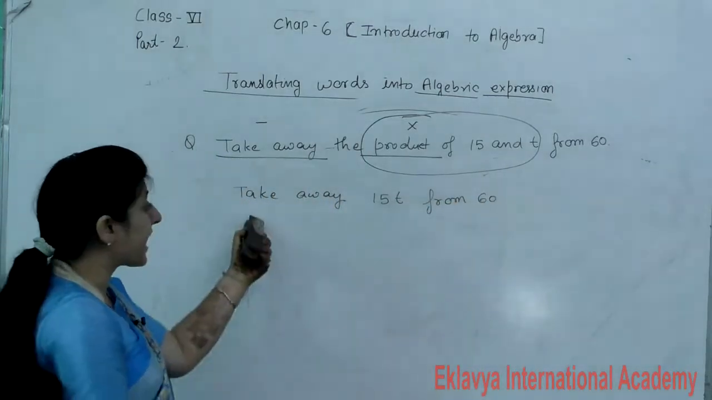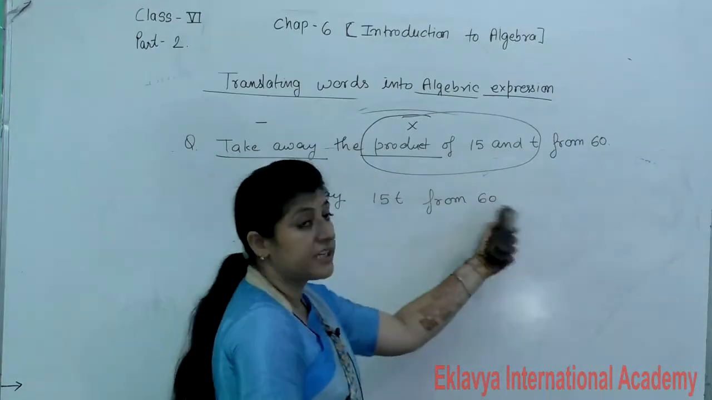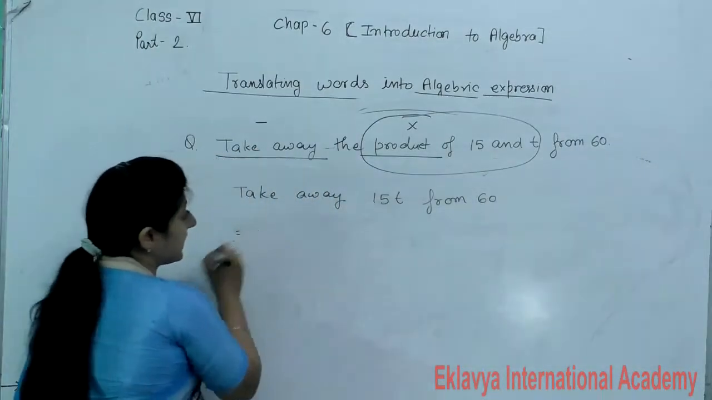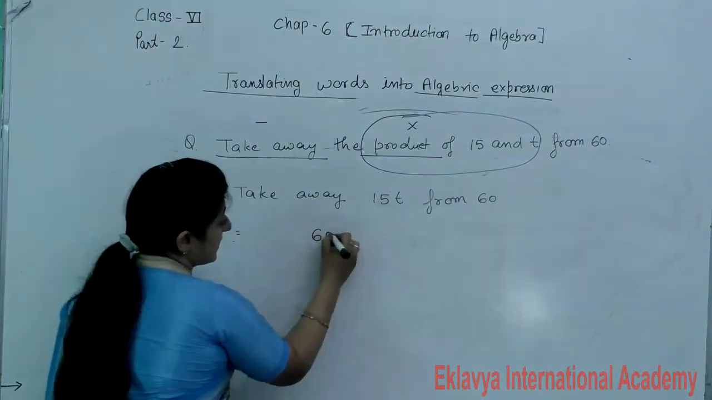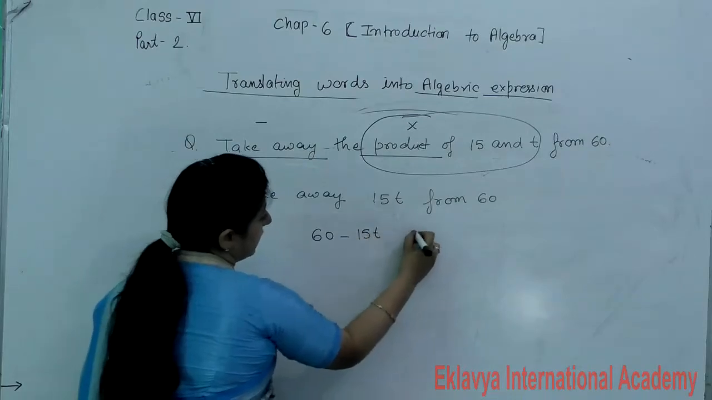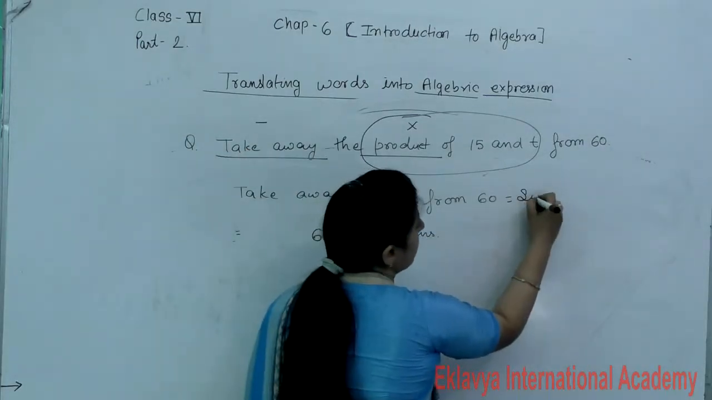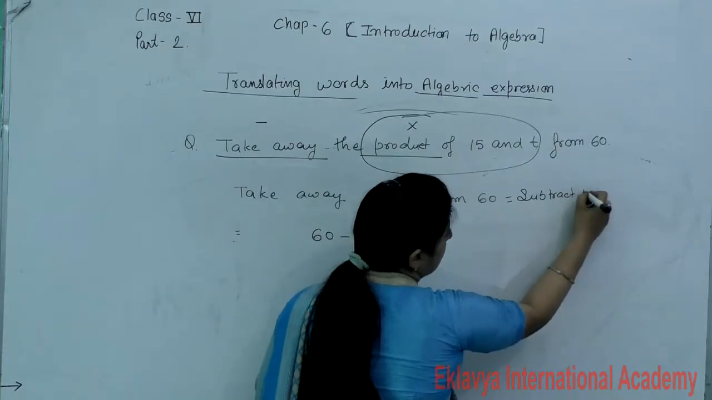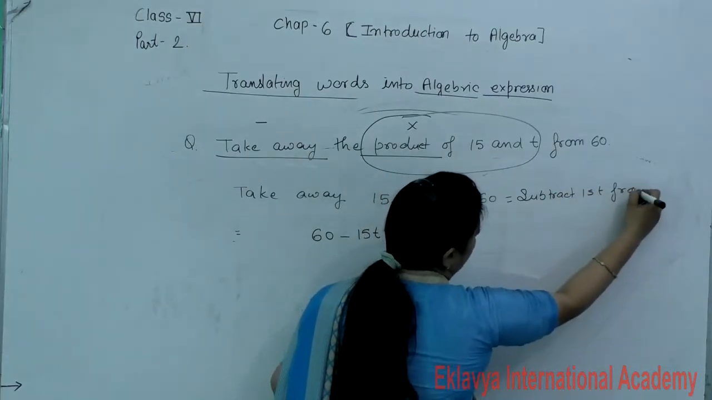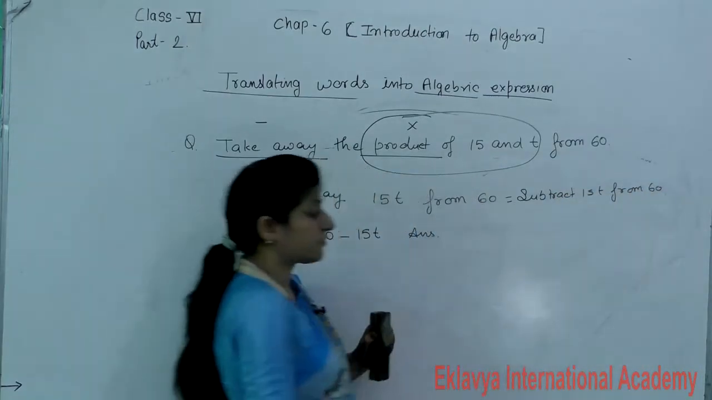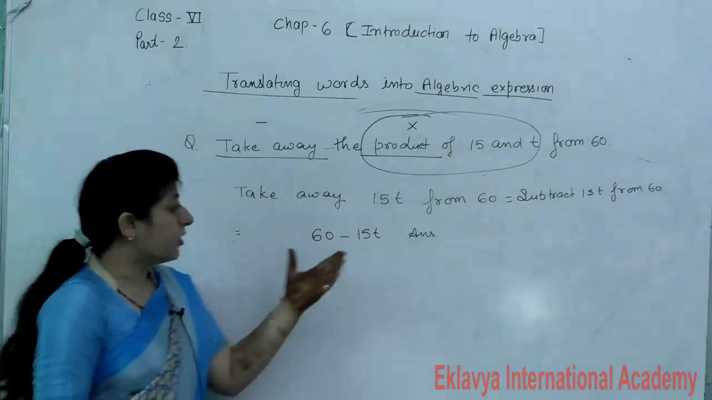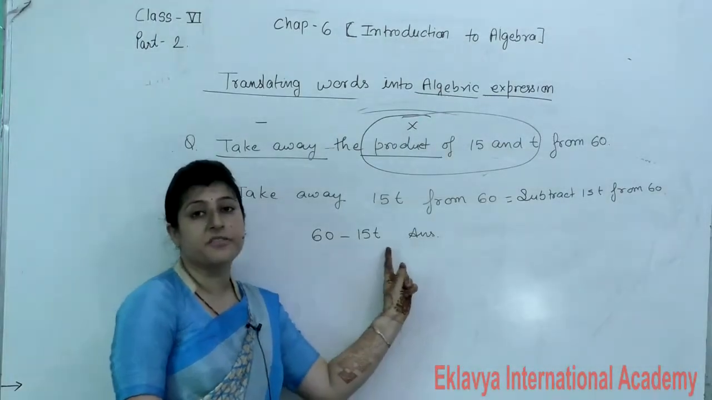It is similar to the subtraction: subtract 15t from 60. Then 60 minus 15t is your answer. This is similar to subtract 15t from 60. So the answer is 60 minus 15t.